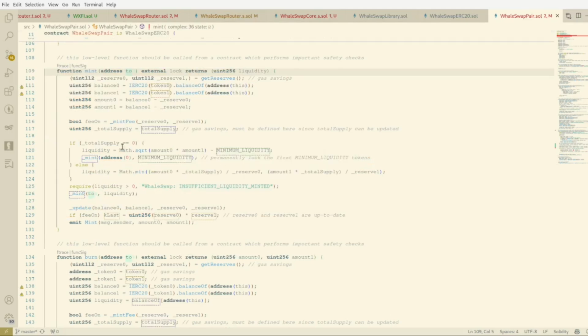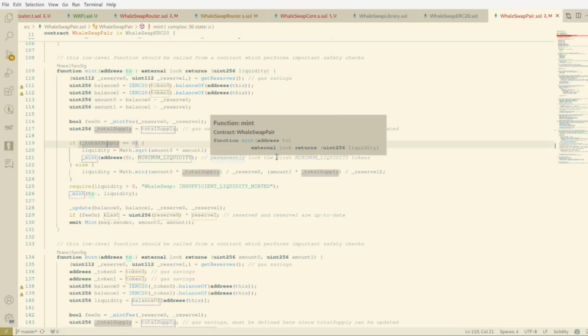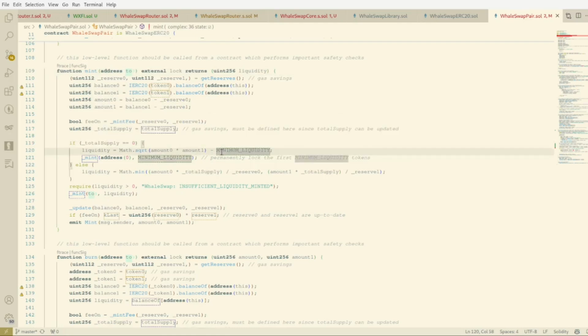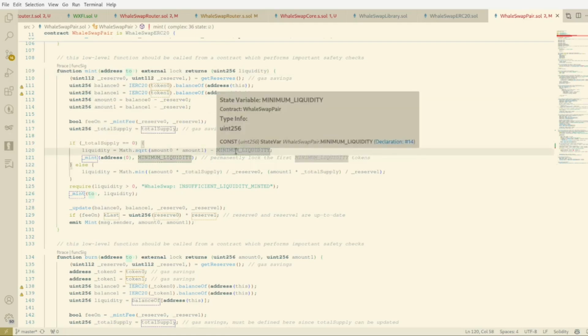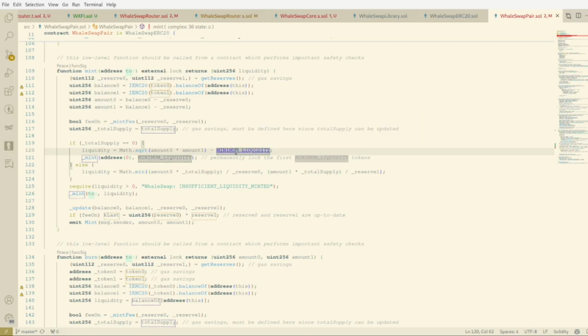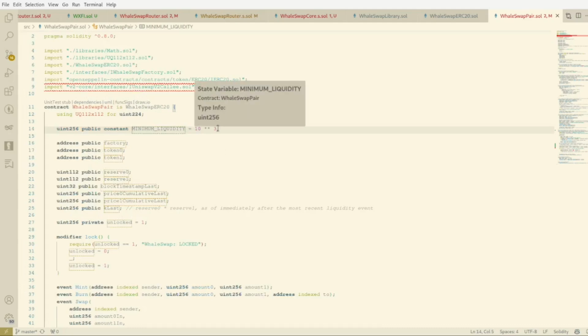So here, as we can see, when the total supply is 0, a fixed amount of minimum liquidity is removed from the liquidity provider, because we want to maintain a minimum liquidity in case the first liquidity provider removes 100% of its liquidity, so there is still some liquidity remaining in the pair. Minimum liquidity is defined as 1000, as you can see here.